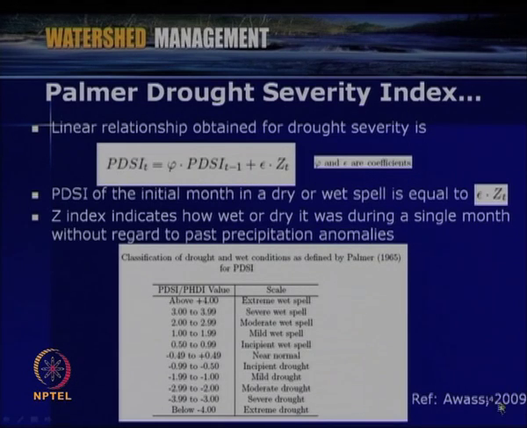So, as given in the reference Asfaw 2009, accordingly we can identify the Palmer drought severity index. So, drought is a concern when this Palmer drought severity index is negative, especially if it is less than minus 0.5. Then there is a range starting from mild drought to extreme drought below minus 4.